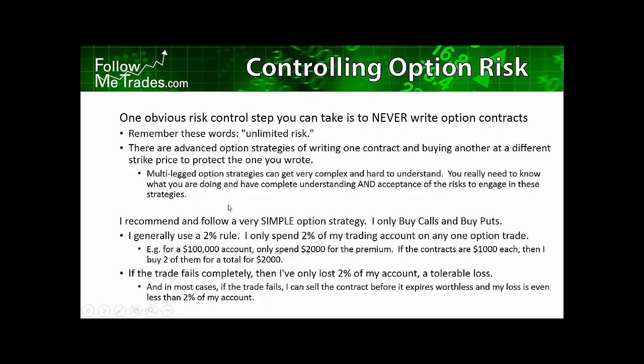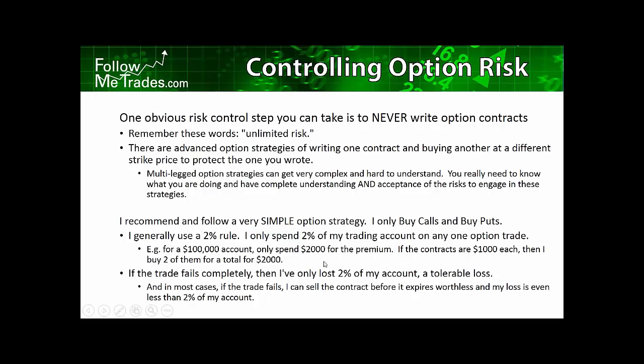Again, I follow very simple. I only buy calls, buy puts. I generally use 2%. So I only spend 2% of my trading account. So if it's a $100,000 account, the most I would spend on a premium would be $2,000. If the contracts are $1,000 each, I'll buy 2 of them for $2,000.